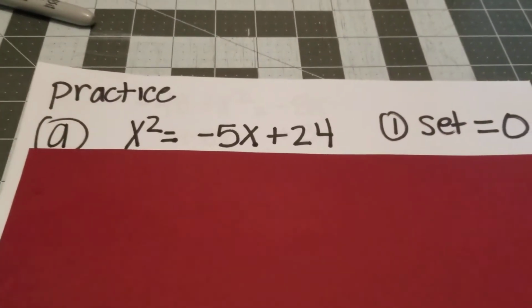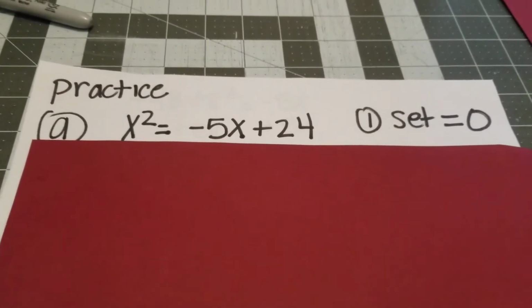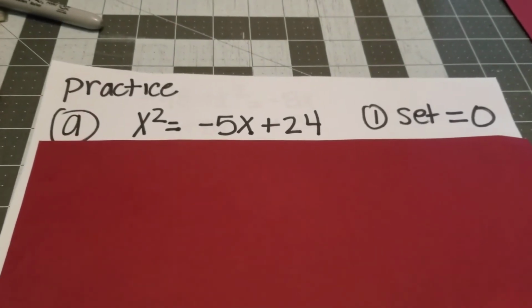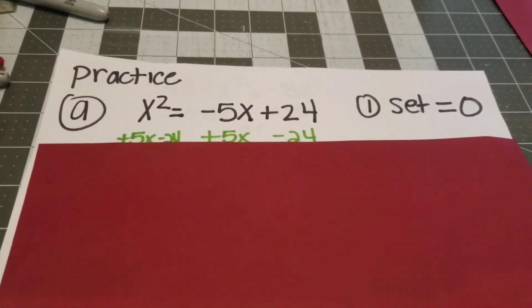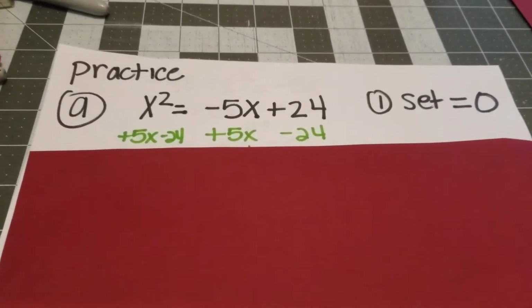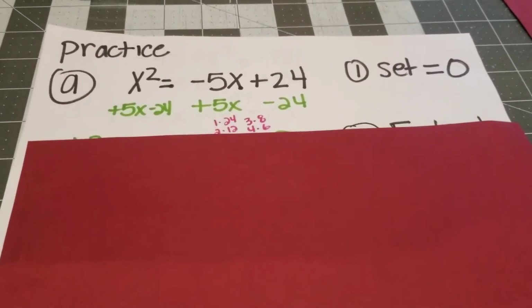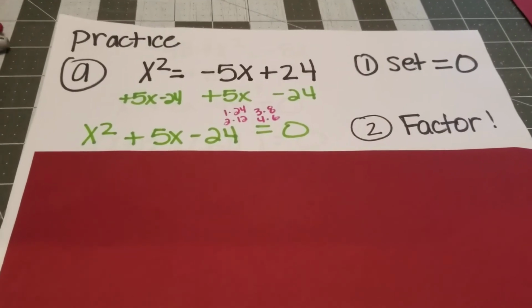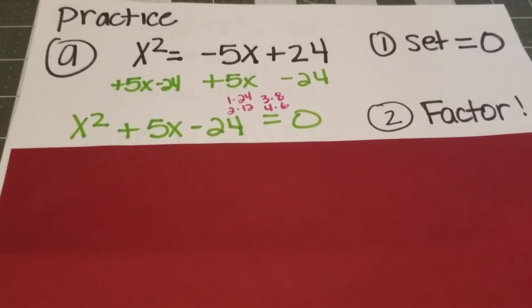Sorry about that video. All right, practice A, this is in your book. All right, and this is how it's written. All right, so notice it's not equal to 0. So the first thing we must do is set it equal to 0. So we're going to go ahead and we're going to add a 5x to both sides and subtract a 24 from both sides so that we get it equal to 0. So I end up with x squared plus 5x minus 24 equals 0.